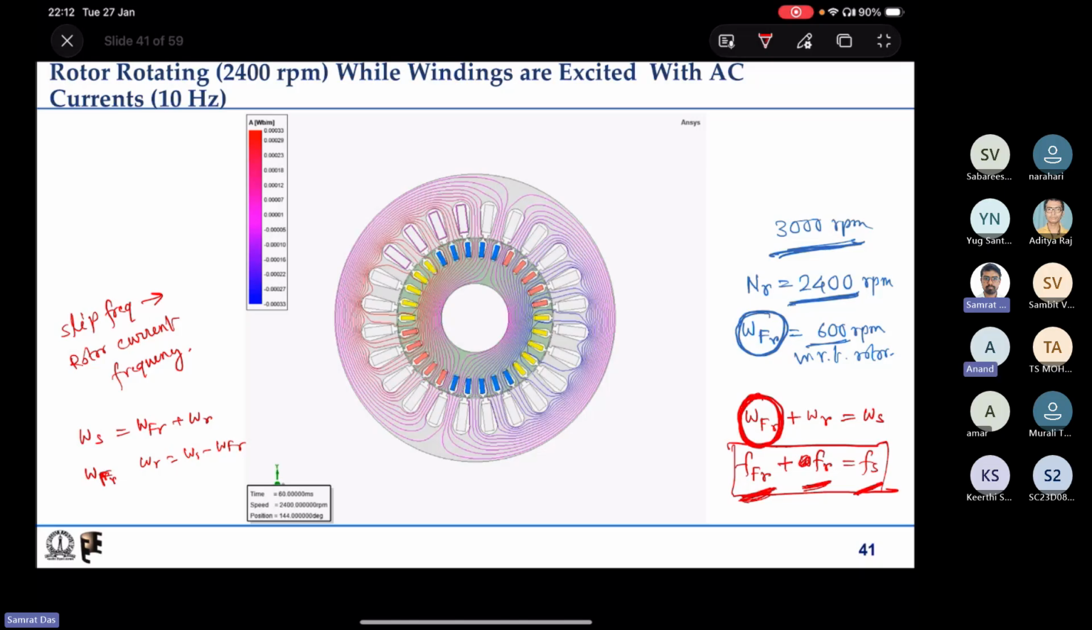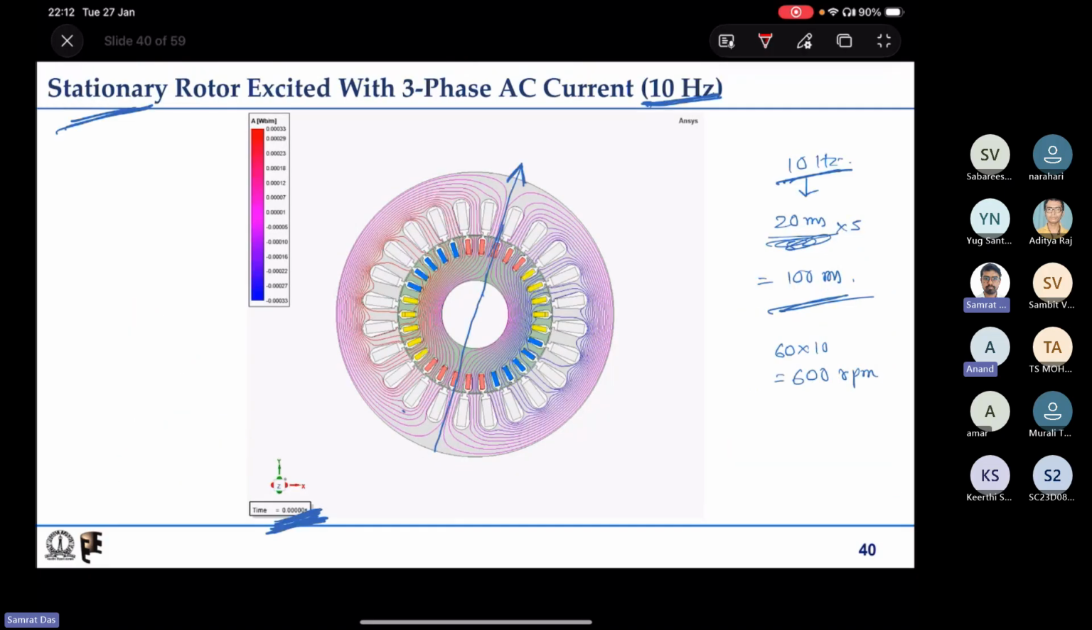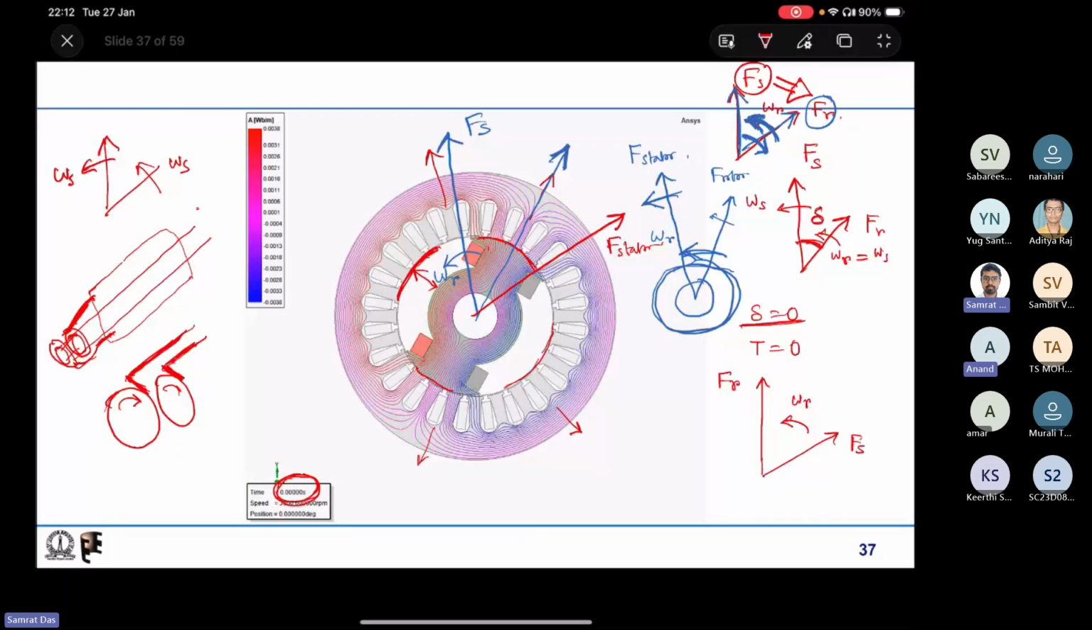Can you go back to the 37th slide once? 37 or 31st, where we were discussing the field of stator and field of rotor. Now my stator field is rotating with Fs, and my rotor field is rotating with something called Fr, or whatever you call it.